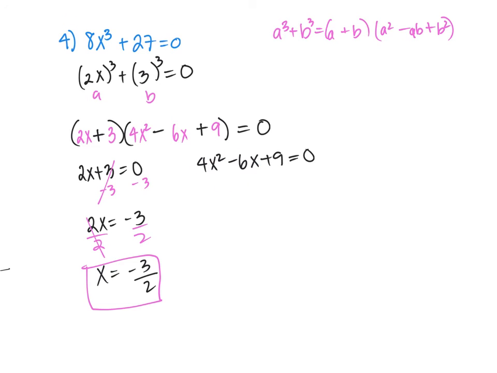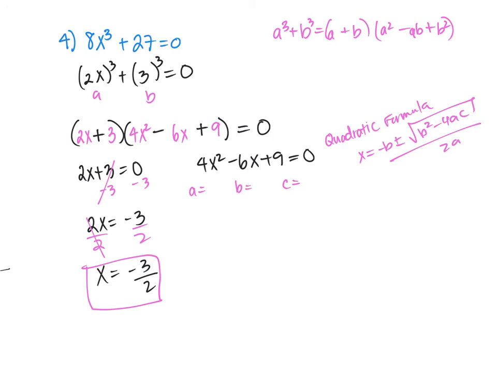This one here, I'm going to be using the quadratic. So remember I said that this here, when you use the sum and difference, this is not factorable. So you want to use the quadratic formula here. If you want to pull up your notes and figure out what's the quadratic formula, it's just x equals negative b plus or minus the square root of b squared minus 4ac all over 2a. So using this formula, I'm going to figure out what my a, b, and c is. So that's going to be 4, negative 6, and 9.